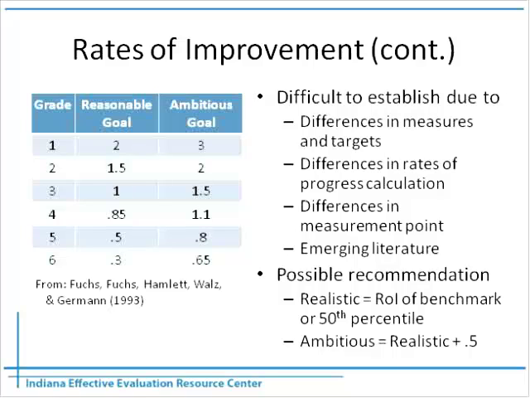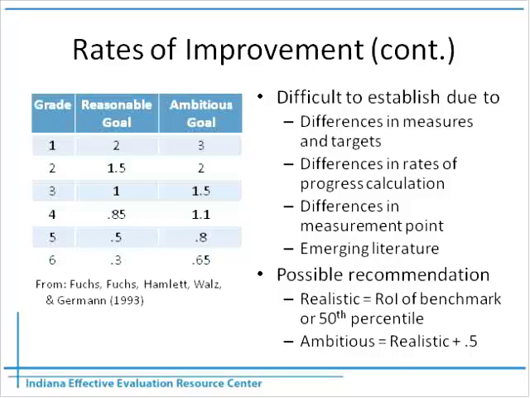So a general recommendation for how to establish goals tends to be a little bit difficult due to differences in both measures and targets, differences in the rate of progress calculation, differences in measurement point. For example, all of these goals by both DIBELS and AIMSweb are basically calculated upon a 36-week school year. But if you consider when you're actually administering the fall benchmark and the spring benchmark, you probably don't have 36 weeks of instructional time in between those two data points.